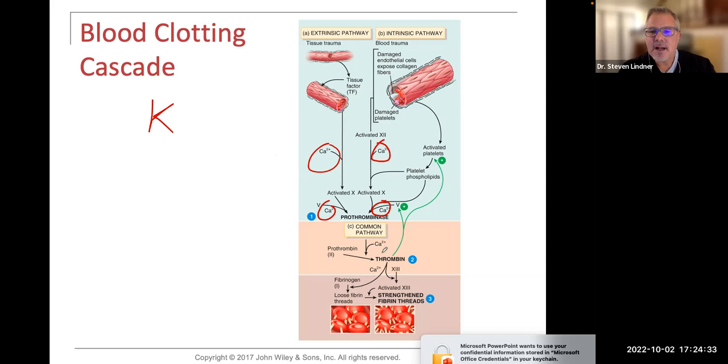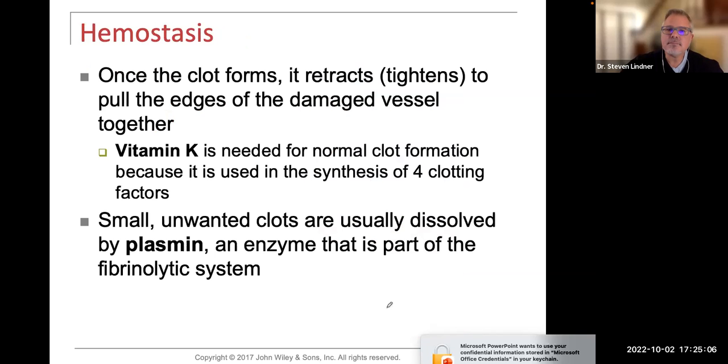You can see terms like thrombin and fibrinogen. Anything that ends in -ogen is inactive. Fibrinogen needs to be activated into fibrin. That activation happens when prothrombin gets converted to thrombin. Again, you need calcium for that. And thrombin is what converts fibrinogen into fibrin, and that's really what helps us clot. Once the clot forms, it retracts, it tightens to pull the edges of the damaged vessel together.